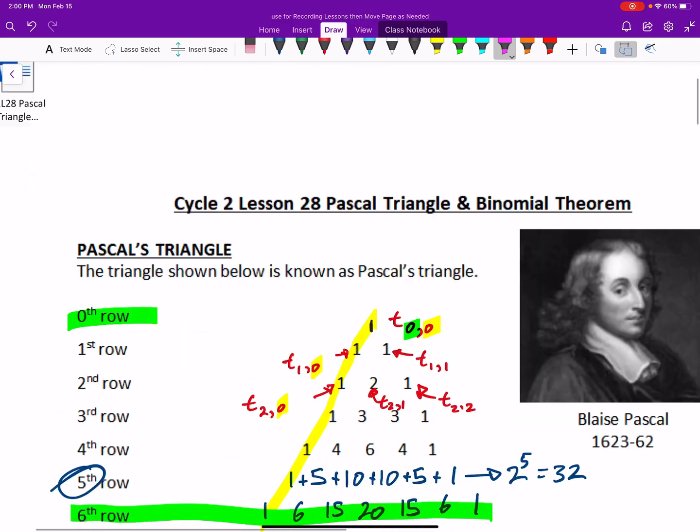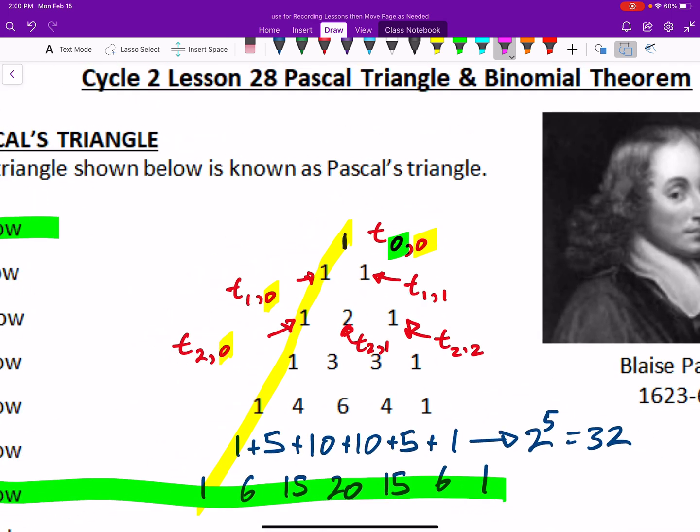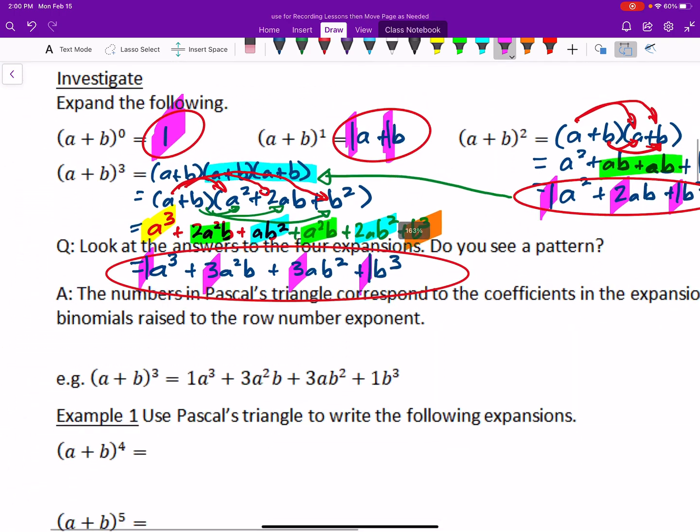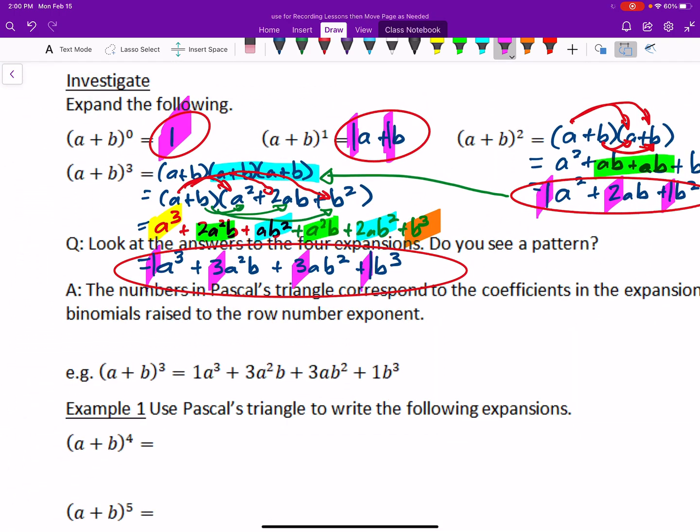They correspond to the first 4 rows of Pascal's triangle. All right, we had 1, we had 1, 1, we had 1, 2, 1, and we had 1, 3, 3, 1, which is what I just highlighted in these 3 examples. 1, 3, 3, 1. So that's the expansion of a plus b cubed.